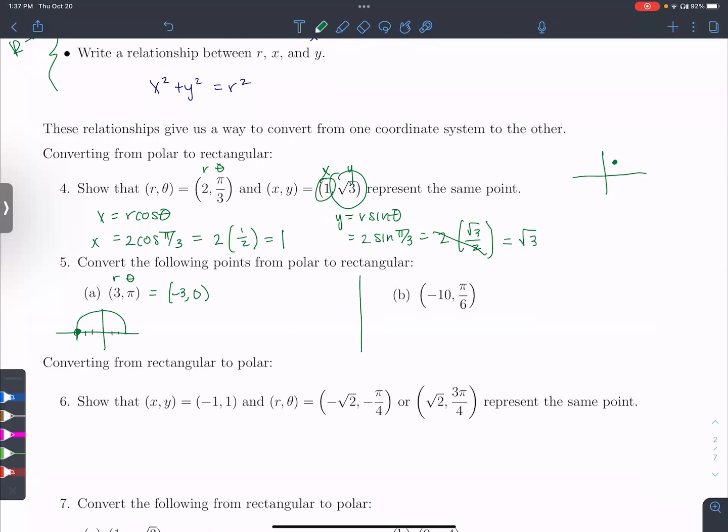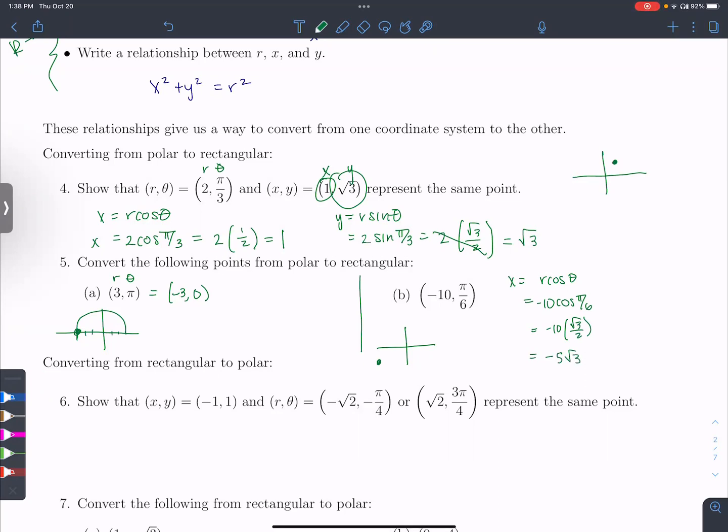Let's do that over here. (-10, pi over 6) is going to be somewhere down here in the third quadrant, because you're going to count -10 and then rotate 30 degrees. So we have x equals r cosine theta. That would be -10 times the cosine of pi over 6. That is -10 times root 3 over 2, so that is -5 root 3.